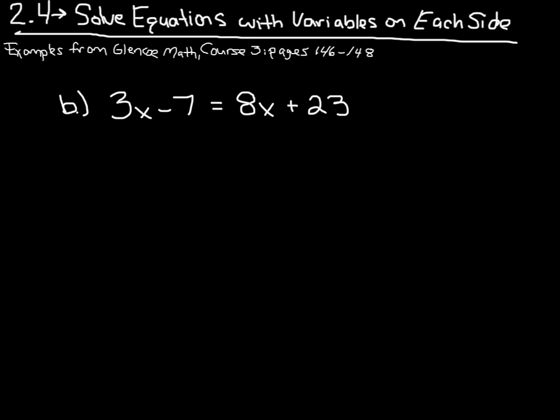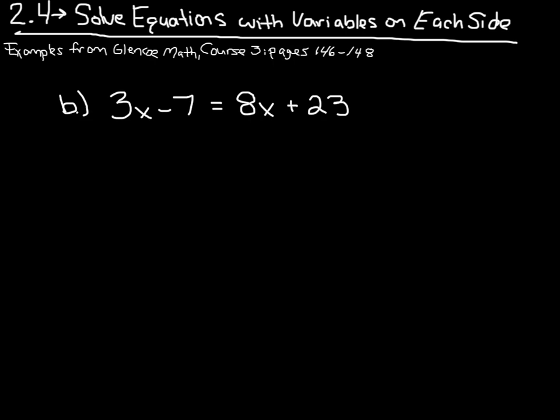Now mentally, think. If I were to subtract the 3x from both sides, this goes away, and then I have 8 minus 3 gets me a positive 5. If I were to subtract the 8x from both sides, this goes away, and I'm left with 3 minus 8, which gets me a negative 5. Now, both work. Let me be clear with that.